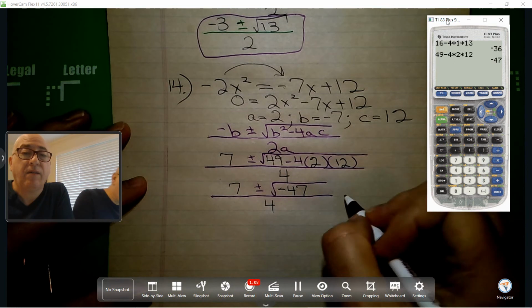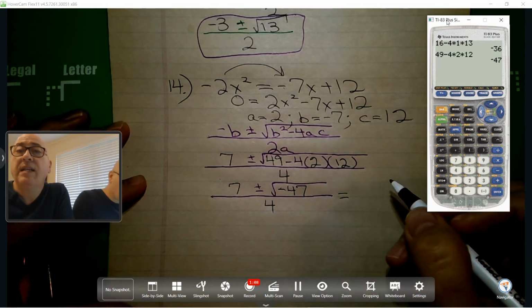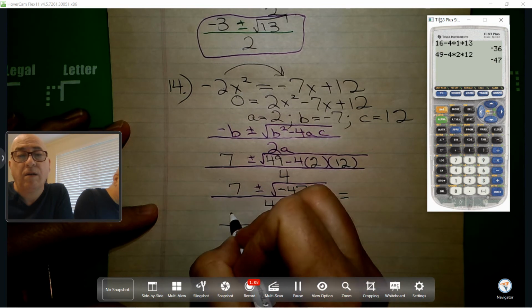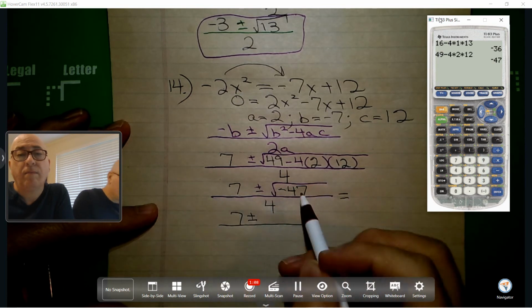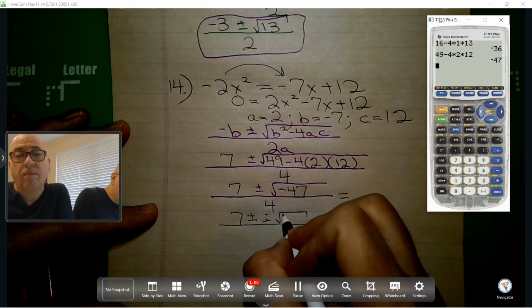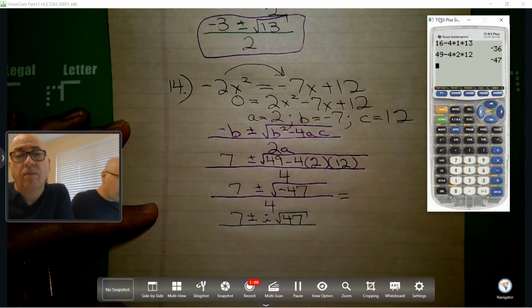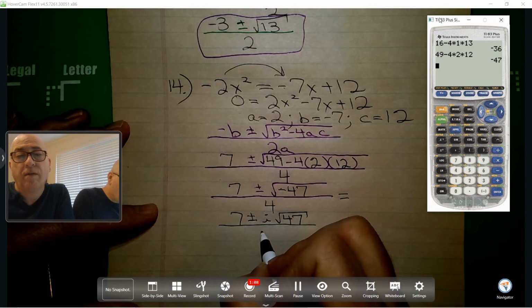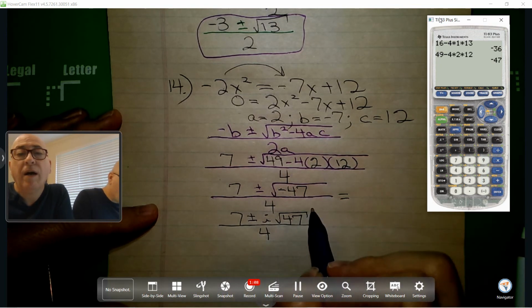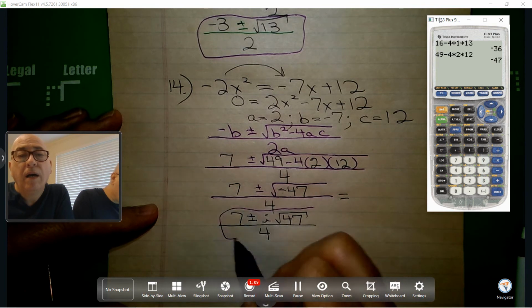So we have 7. I'll write it here. Oh, I'm just going to write everything in black now. 7 plus or minus, I'll bring out the i. I have a 47 underneath the radical, and down here I have a 4. And my lab will take this form here. I'm pretty sure they will.